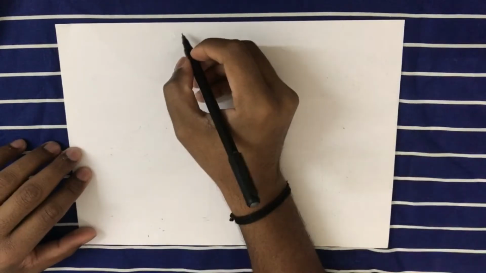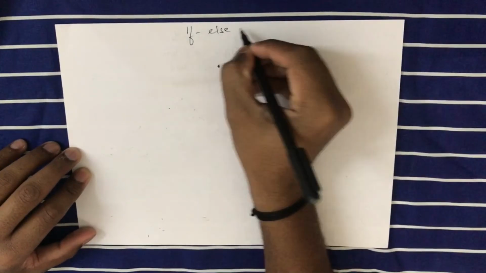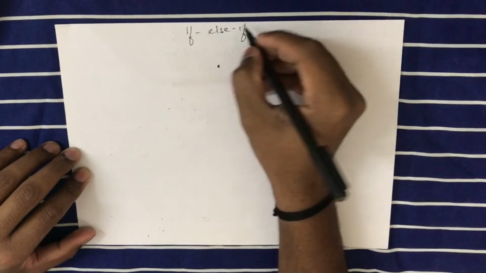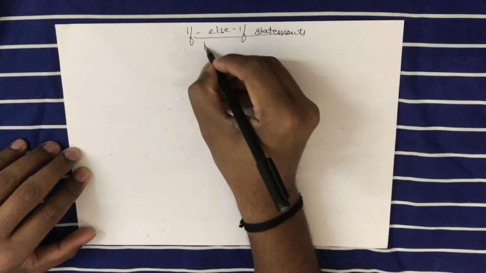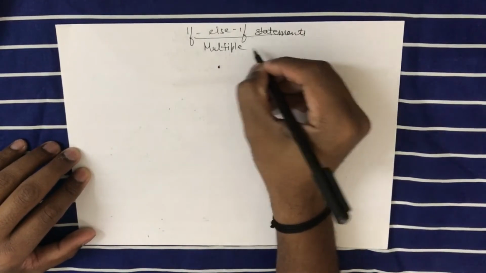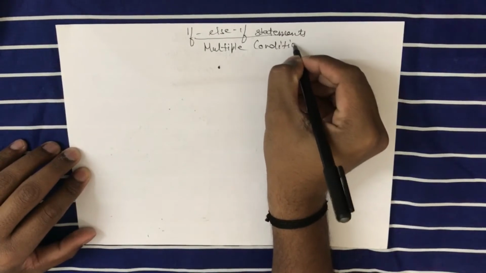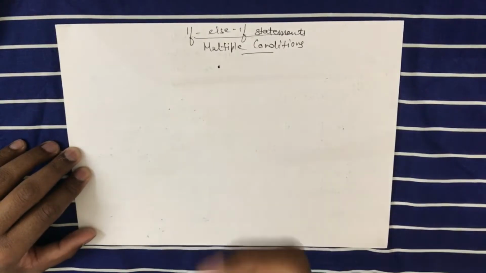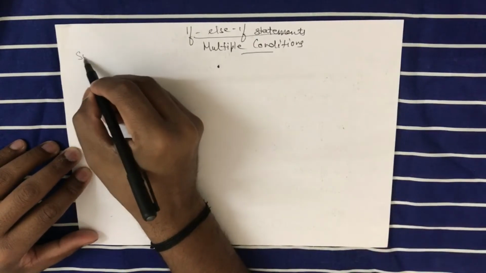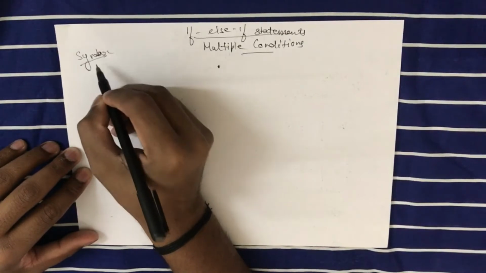In the previous video, we talked about if statements and if else statements. In this video, we are going to talk about if else if statements. These statements are also known as multiple conditions. That means we can apply multiple conditions to a code, or multiple conditions to a variable or multiple variables at the same time. So let us see the syntax of if else if statements.